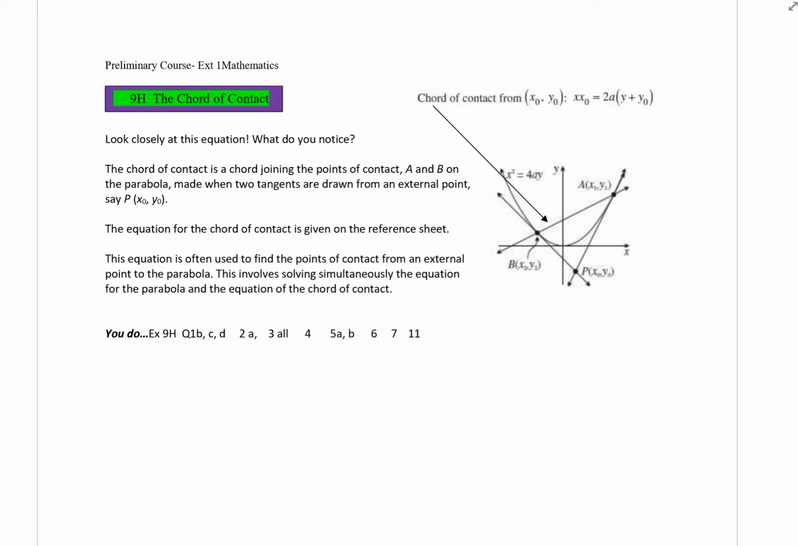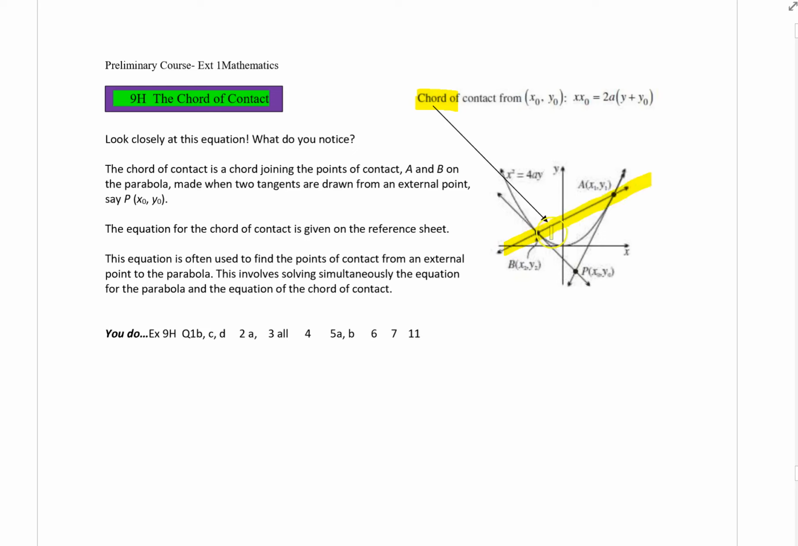In exercise 9H, you look at the chord of contact. Now, what that actually means is we're going to get the equation. We'll actually be given the equation on your formula sheet for the chord. Now, you know a chord joins 2 points on your parabola. So you can see here that the chord of contact is actually this line going through here.